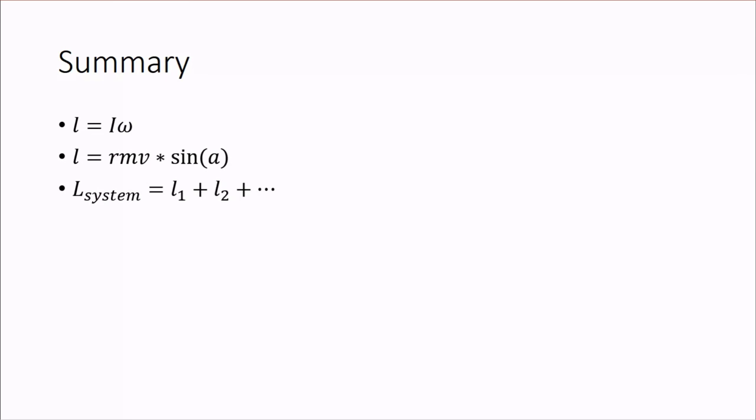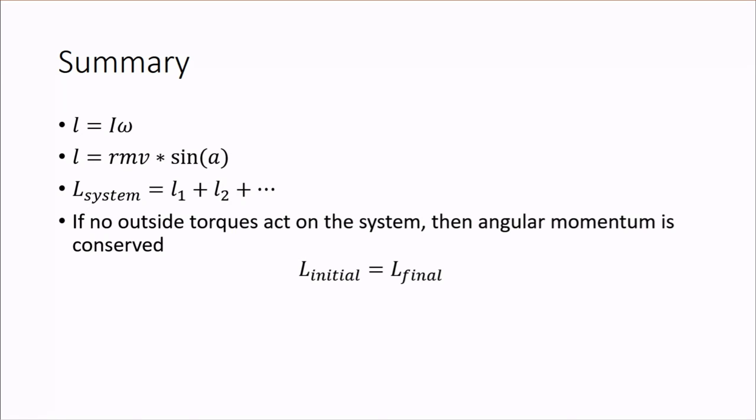Next, we can consider the angular momentum of a system by adding up the angular momenta of all objects in the system. Finally, if no outside torques act on the objects in the system, then angular momentum is conserved.